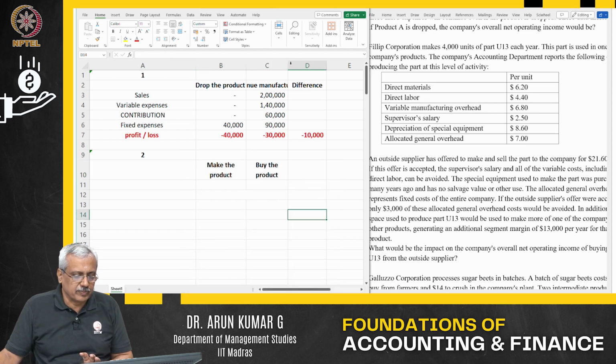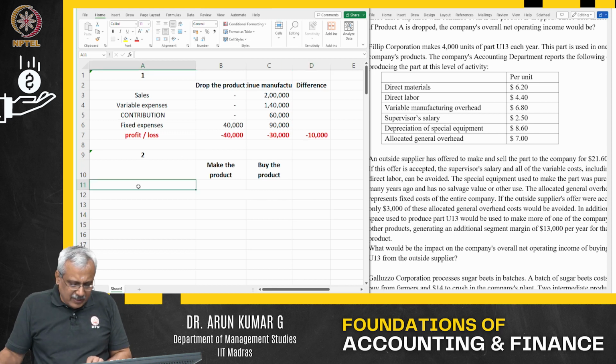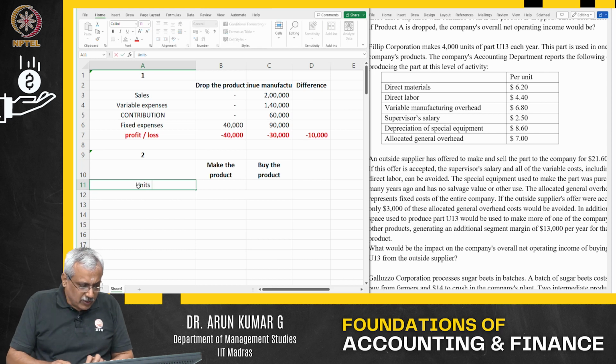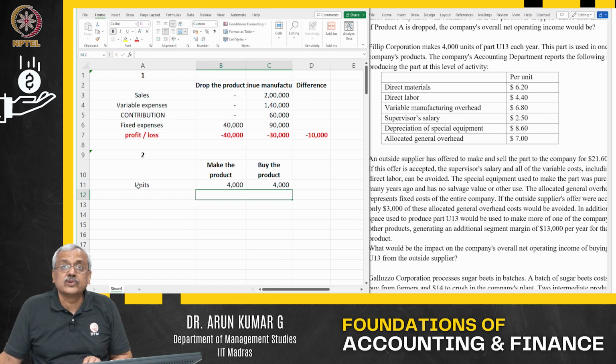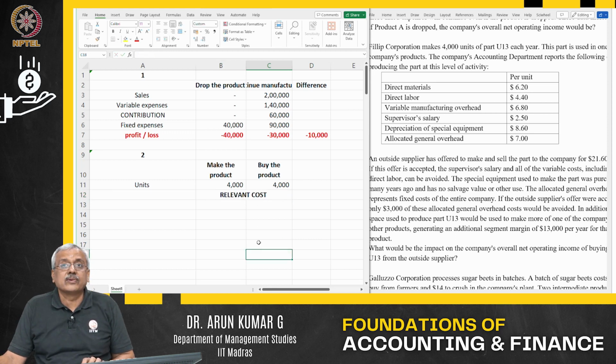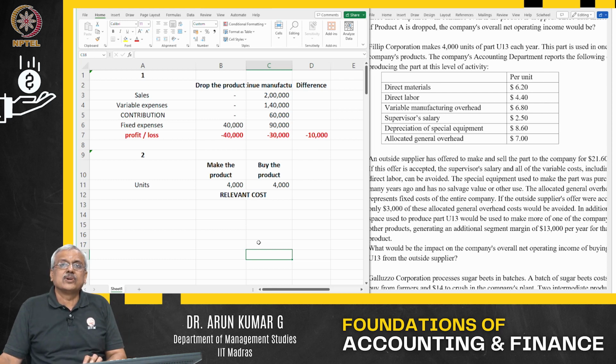Very clear and straight, simple out there. Now, the number of units manufactured is going to be the same in either case, 4000 units and 4000 units. Now, what am I looking at? I am looking at relevant cost, the cost that is relevant between these two alternatives.